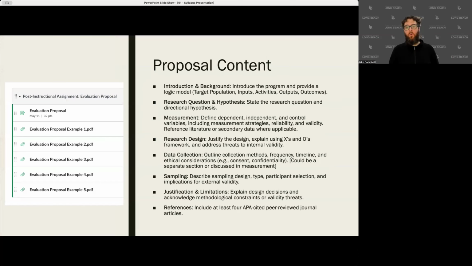On Canvas, you'll see the assignment itself under the evaluation proposal line item. That's where you'll be able to submit it. It'll be due in May.